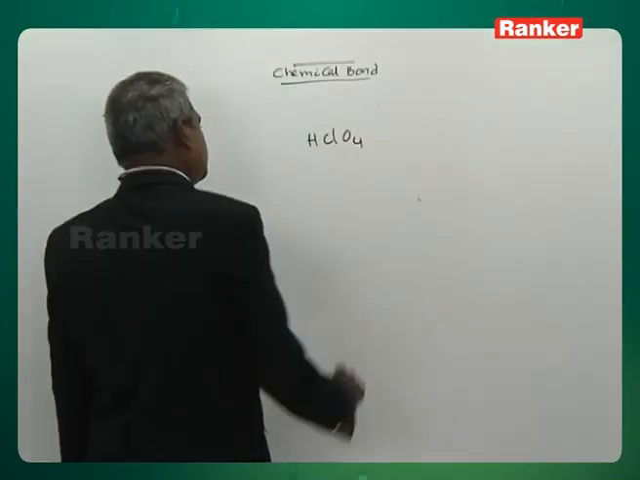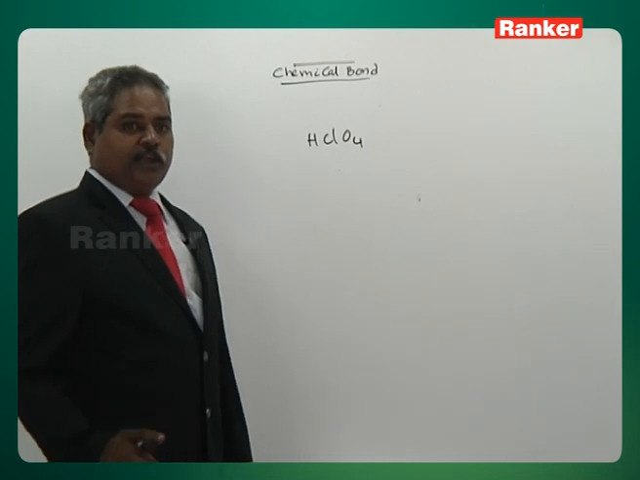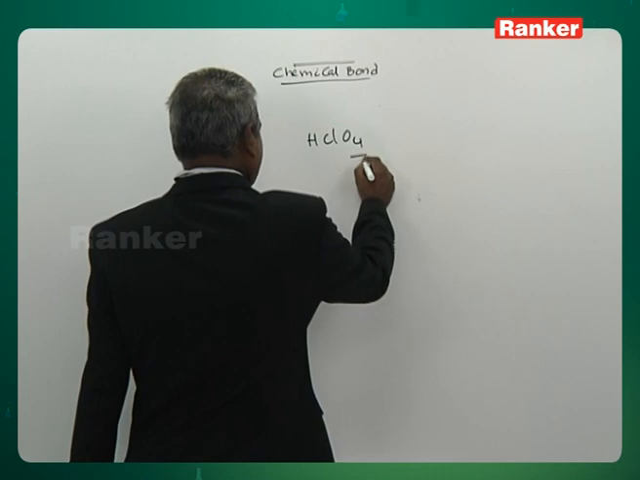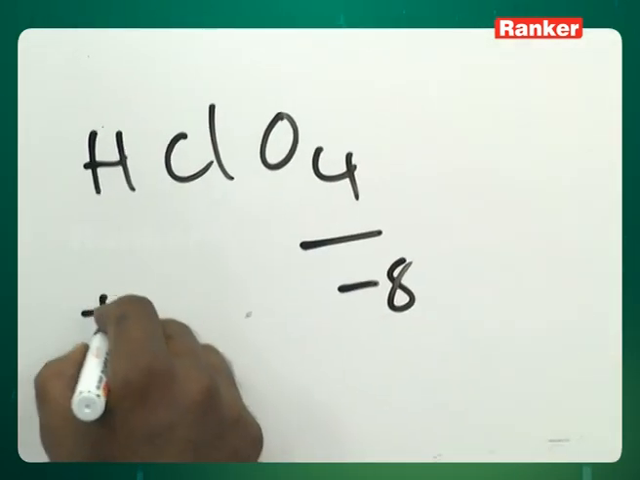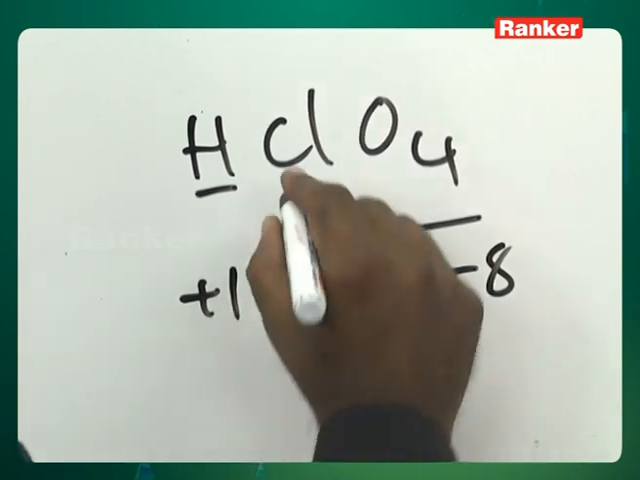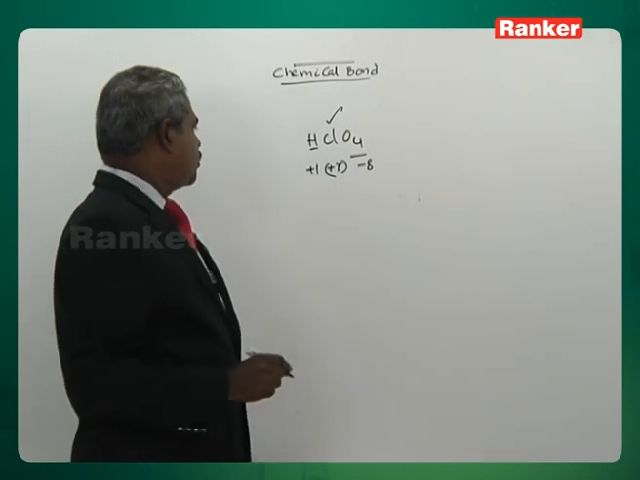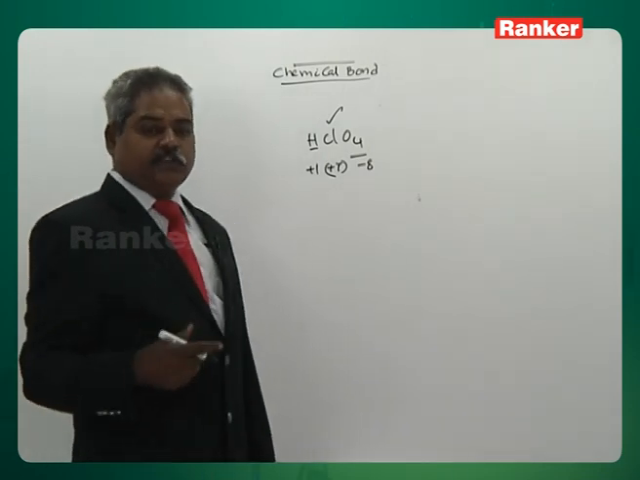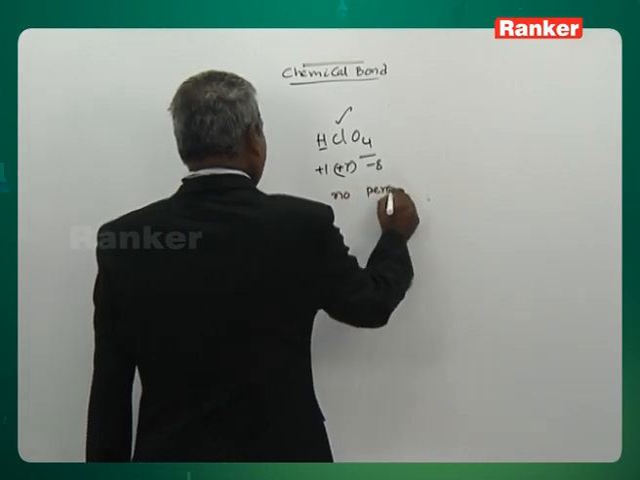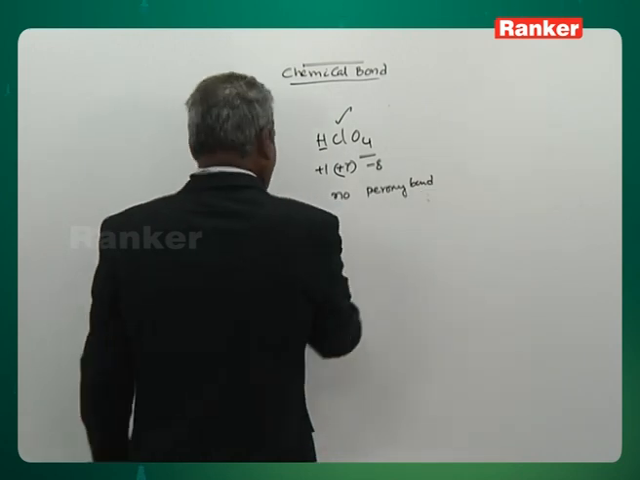HClO4, does it have a peroxy bond? How to find? Is there any fixed element? 1A, 2A, fluorine? No. Therefore, give minus 2 to oxygen, minus 8, plus 1. Hydrogen, in most cases, plus 1. Chlorine, plus 7. And that is okay for chlorine. Chlorine can afford plus 7. Chlorine belongs to the 7th group. Plus 7 is okay. Therefore, no peroxy bond once again. Oxygen single bond is not there.